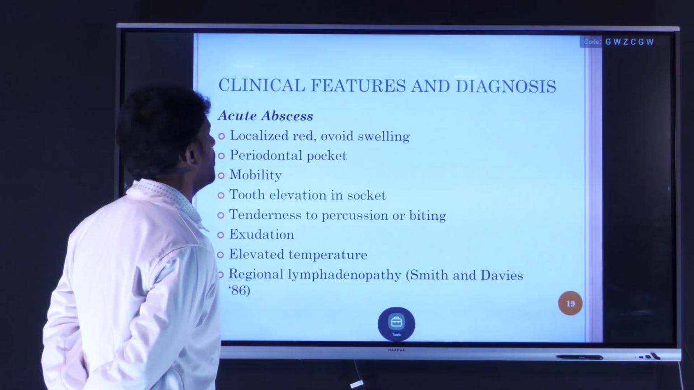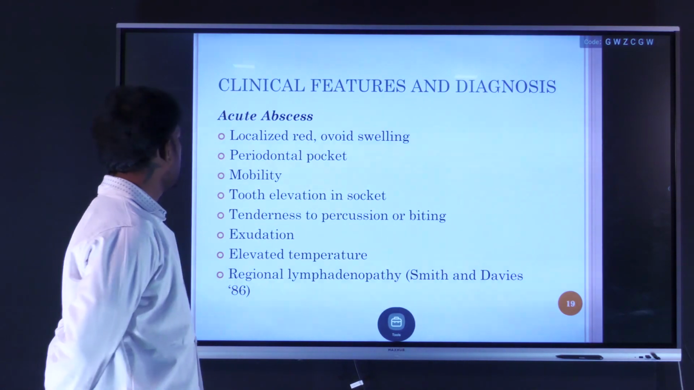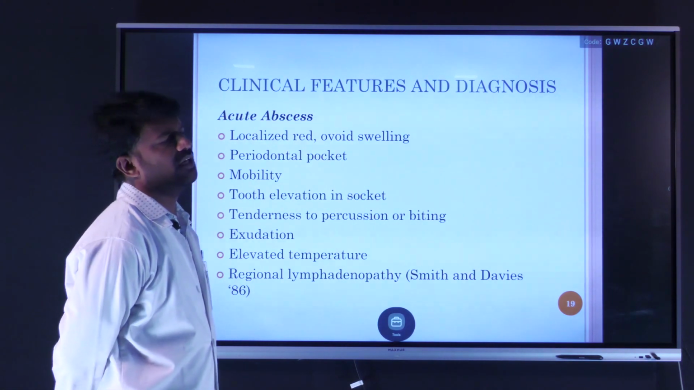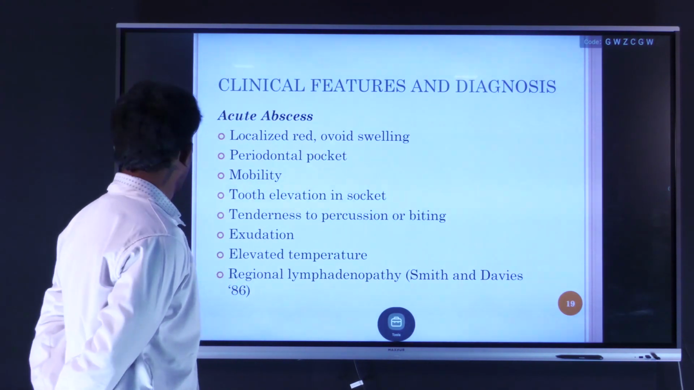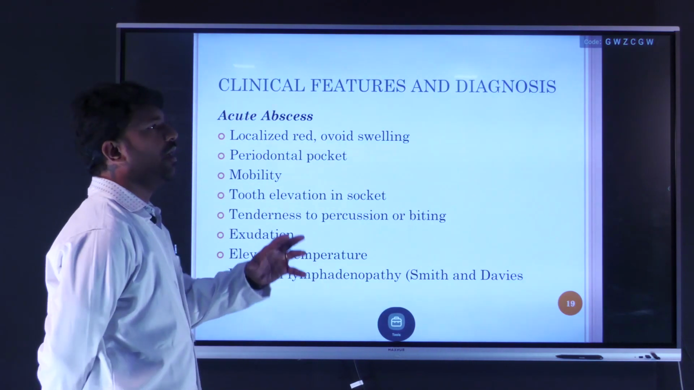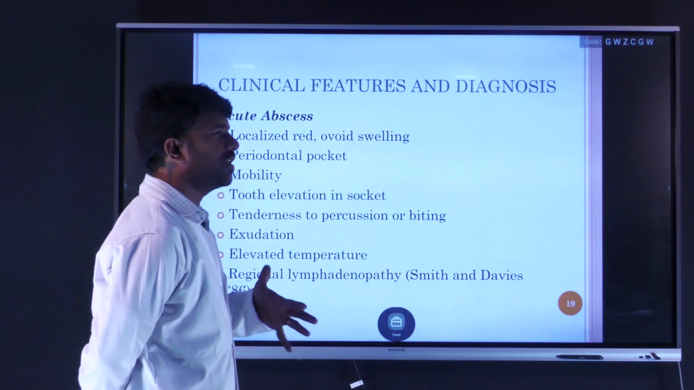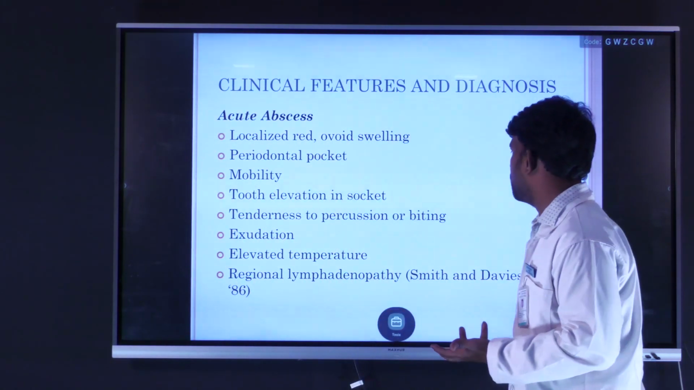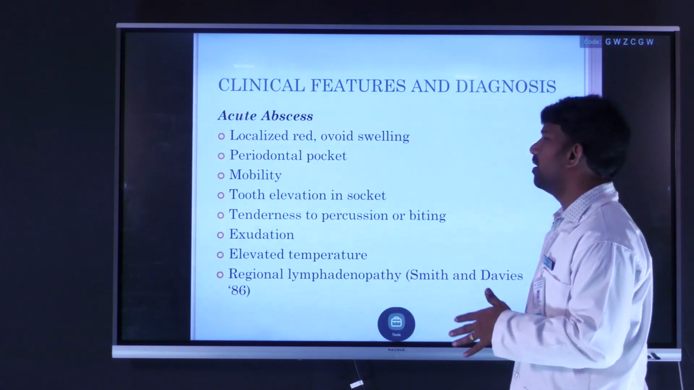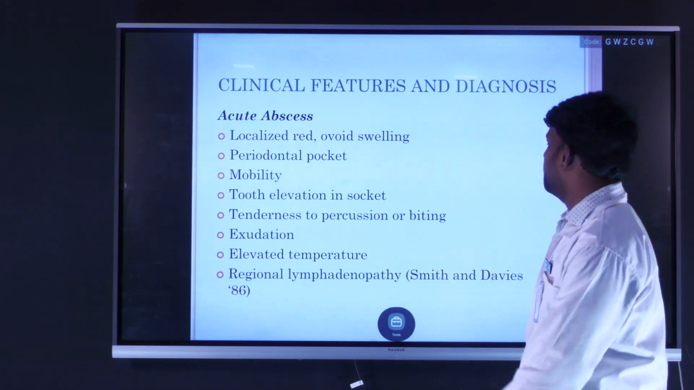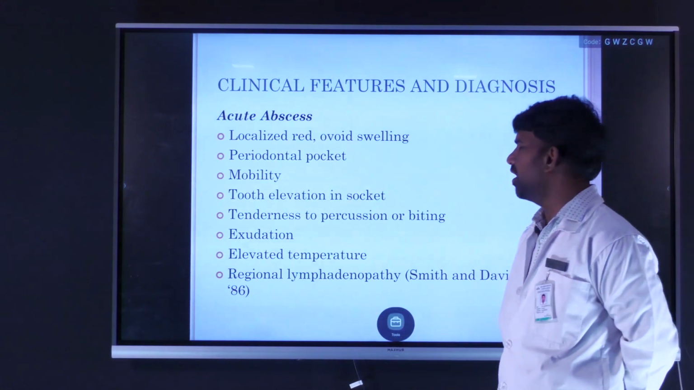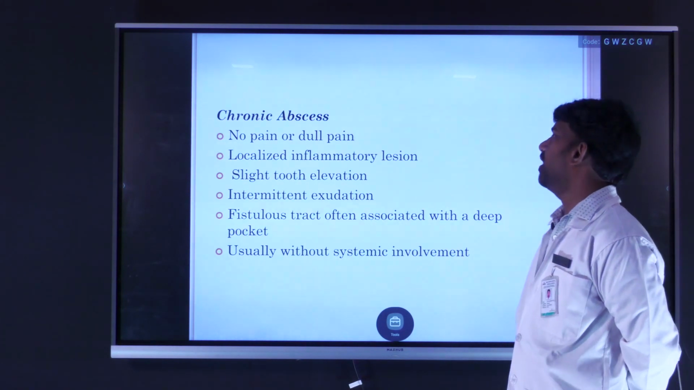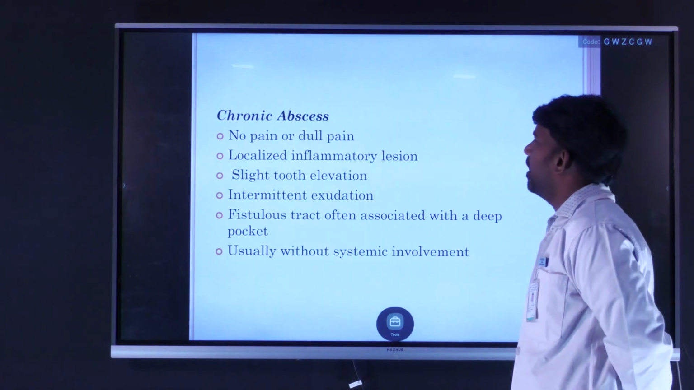mobility can be seen, or mobility is not a factor for periodontal abscess, tooth elevation in the socket, and exudation, which can be pus or any infiltrate present, and elevated temperature in the particular localized area. With multiple abscesses in diabetes we can see a systemic increase in temperature also, and regional lymphadenopathy, either submandibular lymphadenitis can be seen.